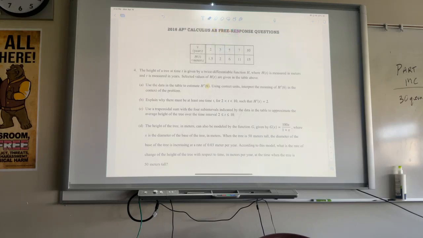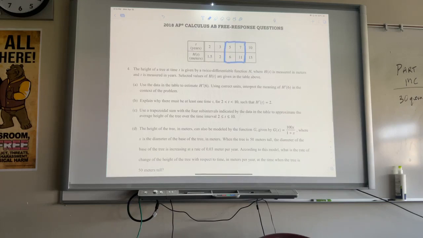Okay, so I'm gonna go around here, and I'm gonna take the slope, right? Which is gonna be, for part A, we wanna make sure we show all our work, okay guys? Alright, so I'm gonna go 11 minus 6 over 7 minus 5, which is 5 over 2, and so we can say h prime of 6 is approximately equal to, you can put 2.5 or 5 over 2, it doesn't really matter.